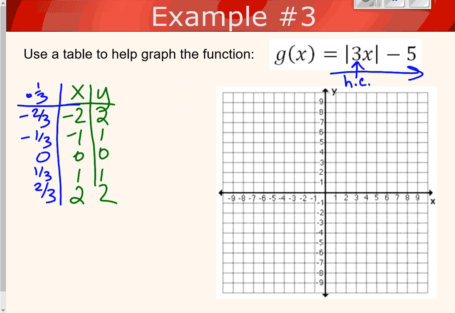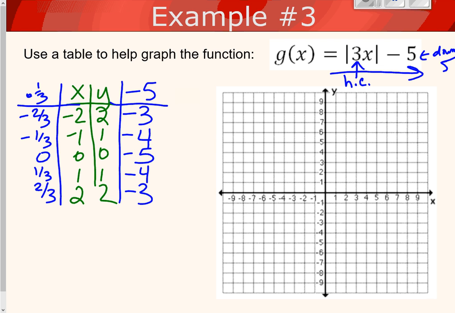Whew. And then I have -5. So this means down 5. So over here to my y values, I'm going to subtract 5. So 2 becomes -3. 1 becomes -4. 0 becomes -5. 1 becomes -4. And 2 becomes -3. All right, so here are my points that I'm going to use to graph.